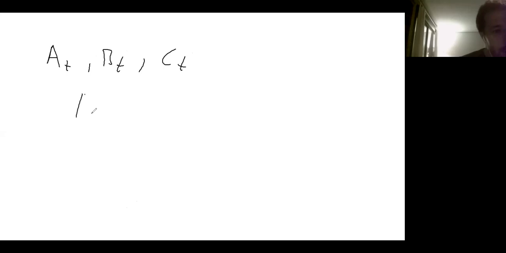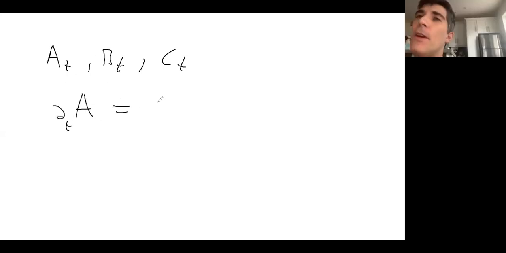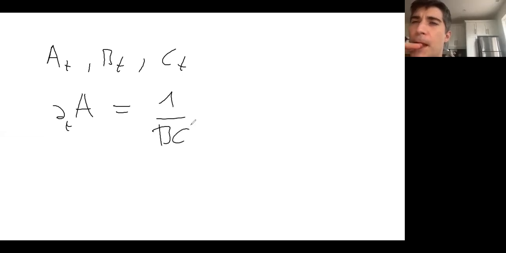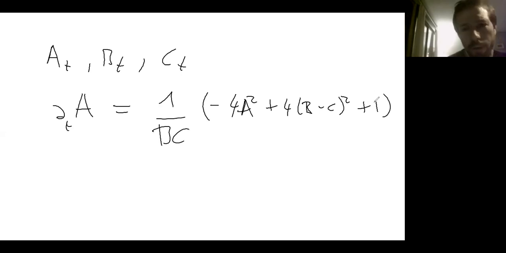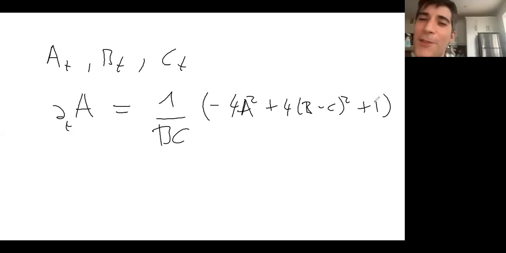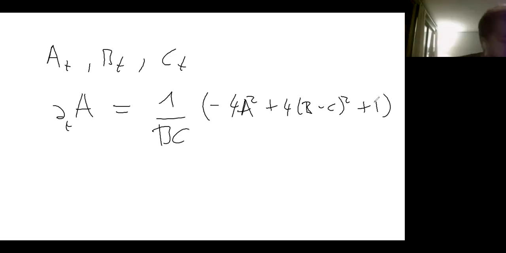In case this helps, these are the coefficients of the metric in this SU2 example, and what you get is 1 over BC times minus 4 a squared plus 4b minus c squared plus 1. And the other 2 equations are obtained by cyclic permutations of this expression. I don't know if this helps. Okay, thanks, I'll have to take a look. This example is written in your book, right? Yes, this is example 4.15. Okay, cool.